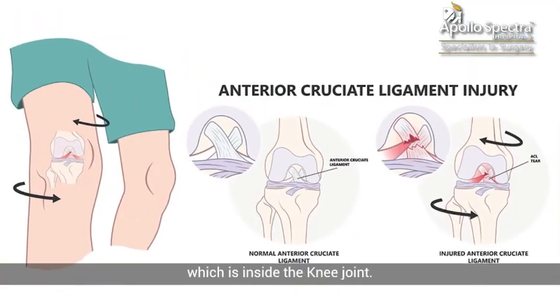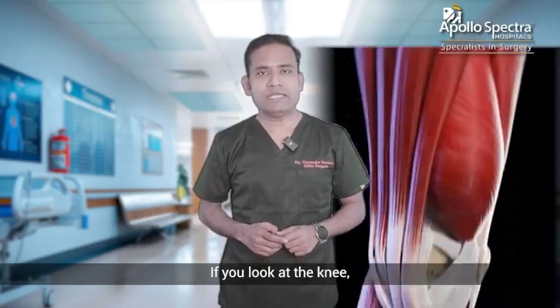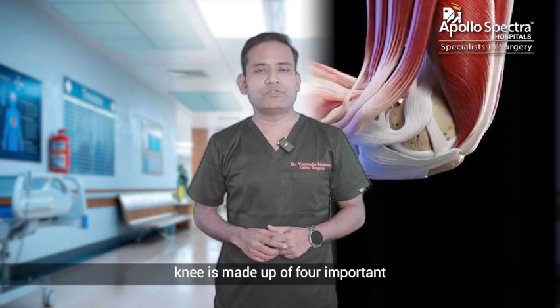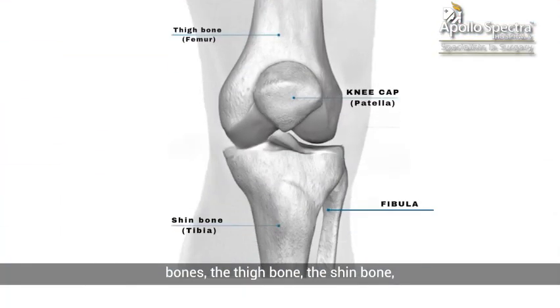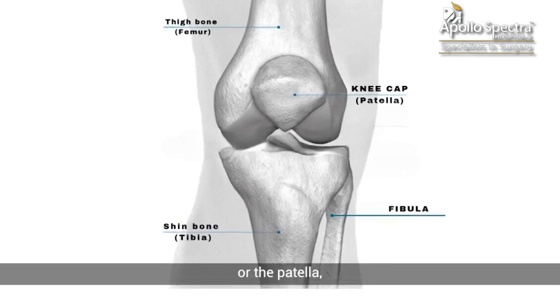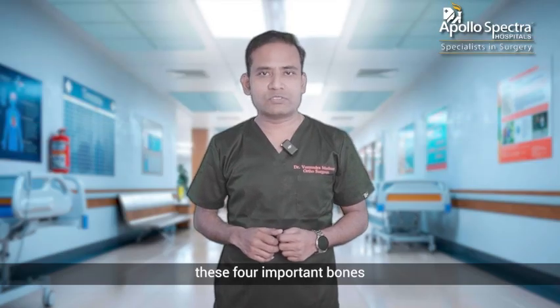ACL is a ligament which is inside the knee joint. If you look at the knee, it is a hinge joint. Knee is made up of four important bones: the thigh bone, the shin bone, the fibula and the kneecap or the patella. These four important bones form the knee joint.